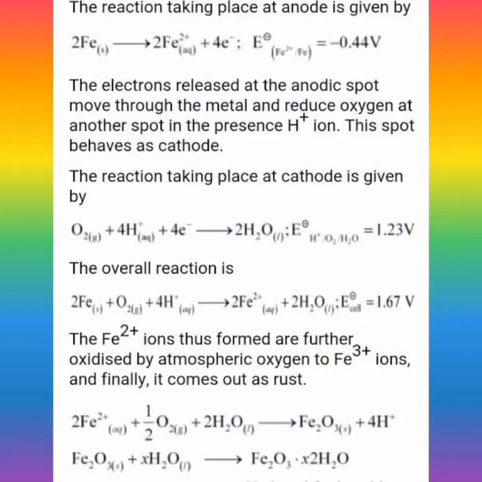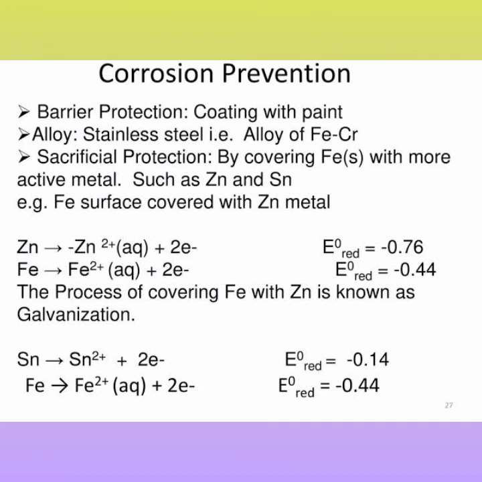Okay, then what is the rust? That is, students, please note, what is the rust? Fe2O3 dot xH2O. It is the rust. Okay. Last topic is the prevention of corrosion. One is sacrificial protection, another is barrier protection, and last is cathodic protection. Okay, thank you.